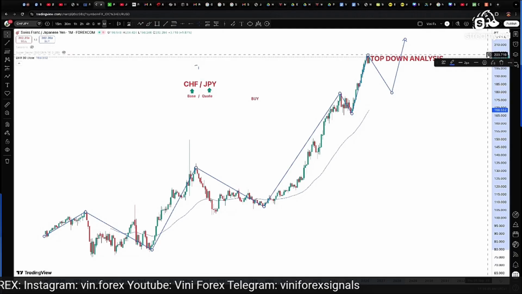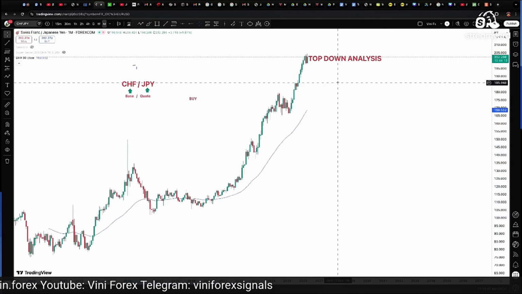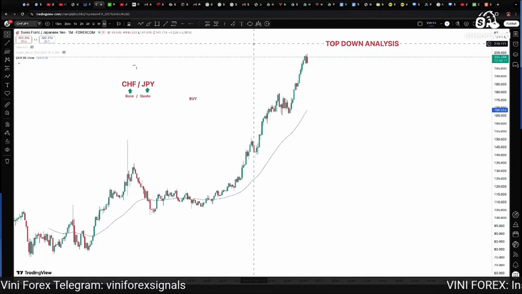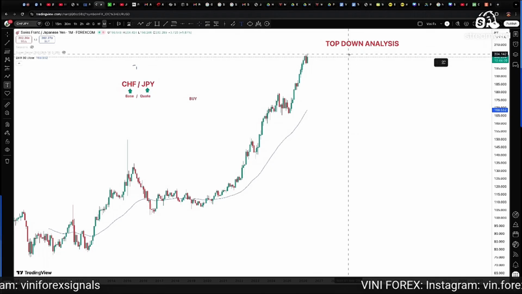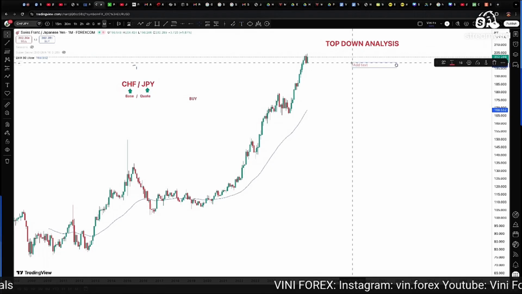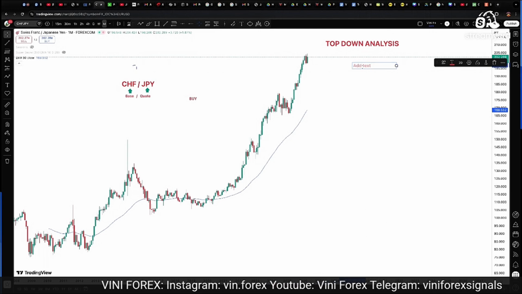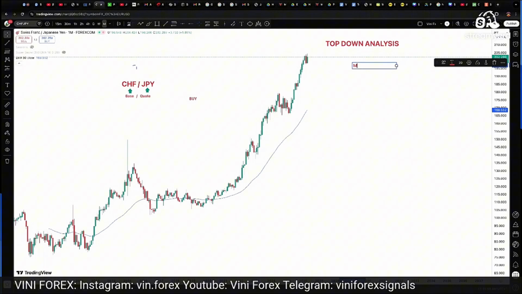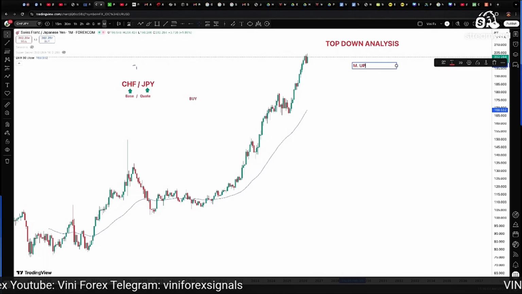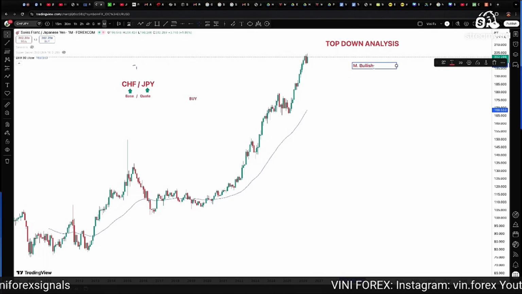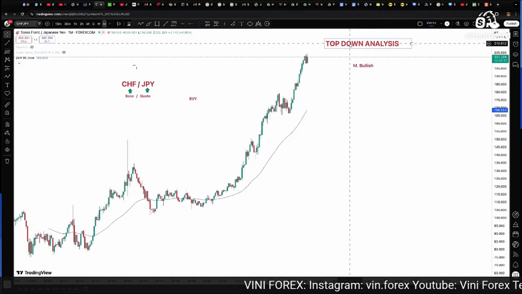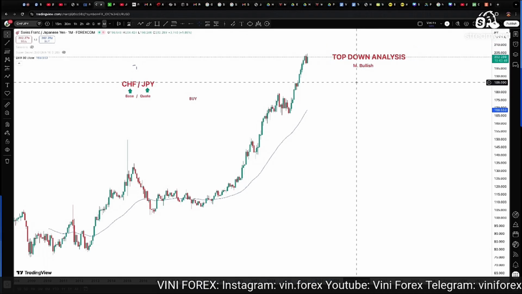Okay, so we have seen that our monthly is what? Uptrend. Our monthly is an uptrending market. Simple. Let's call it bullish. It still means bullish trend. Okay.